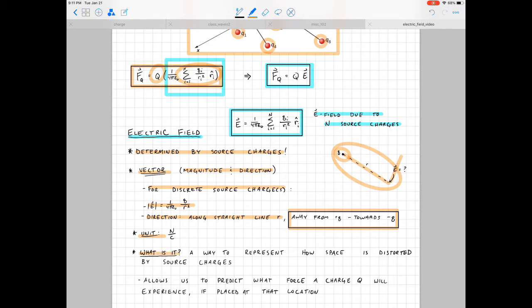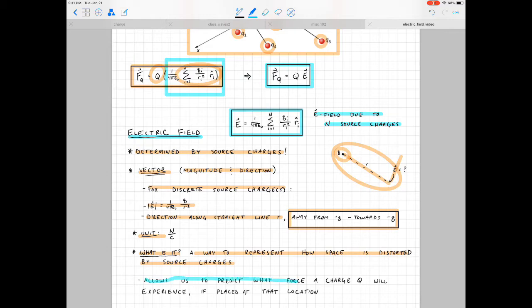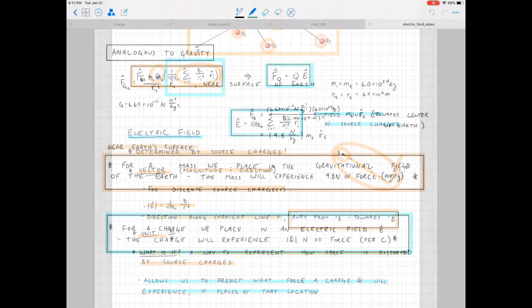And let's take a moment to think and talk about what the electric field is. The electric field is a way to represent how space is distorted due to a source charge. Another way to think of it is the electric field allows us to predict what force a charge Q will experience if it's placed at that location. All right, so let's talk about this a little further.